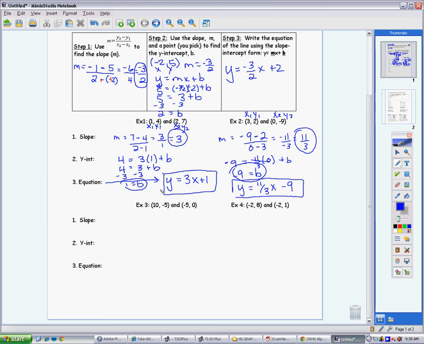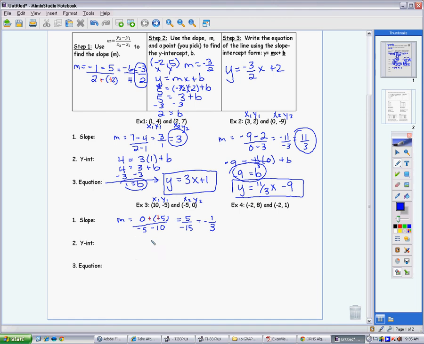Number 3, again I'm going to label my points x1, y1, x2, y2, and I'm going to calculate my slope. So I'm going to have 0 minus negative 5 over negative 5 minus 10. I'm going to simplify that. I do have a double negative, so this double negative does become a positive. And 0 plus 5 is 5. Negative 5 and negative 10 become negative 15. That does simplify and it becomes negative 1/3. So my slope is negative 1/3.